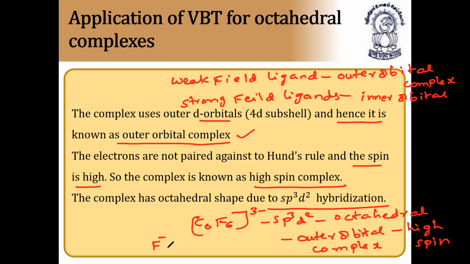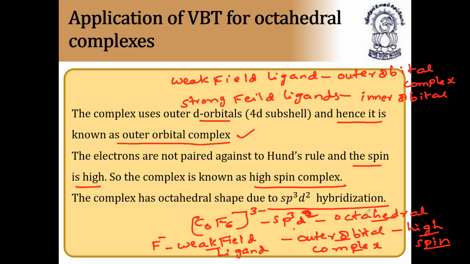And fluoride is a weak field ligand. These are the main points which you are going to get in the examination. They undergo sp3d2 hybridization, octahedral shape, and weak field ligand. Since F- is a weak field ligand, it will form an outer orbital complex and a high spin complex. This is against Hund's rule, not paired according to Hund's rule. So very, very important. Please note down all these points in your classwork. Easily you can understand. These points are very crucial in the examination. They are going to ask about this only.